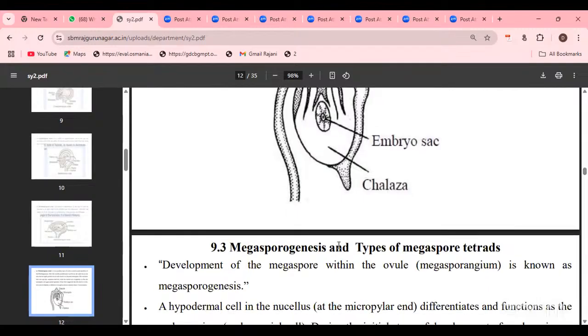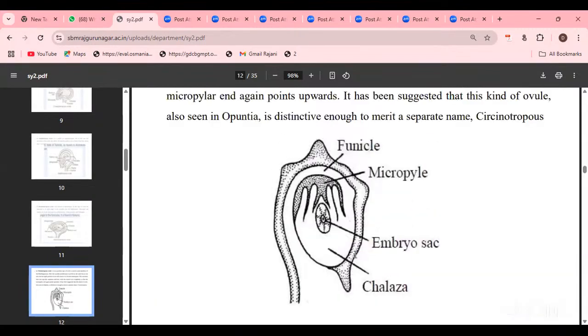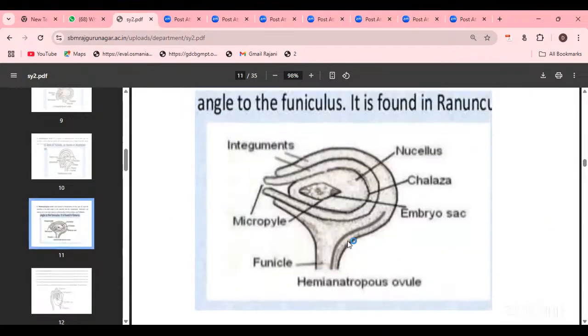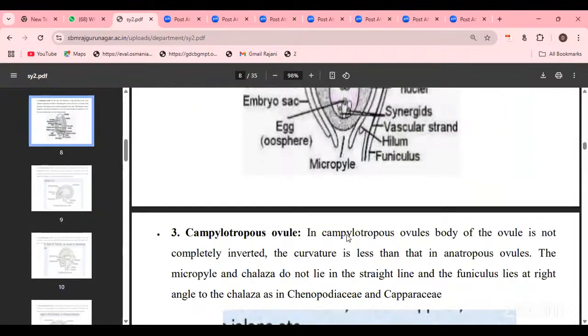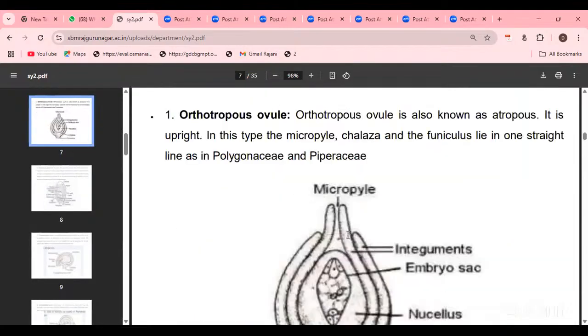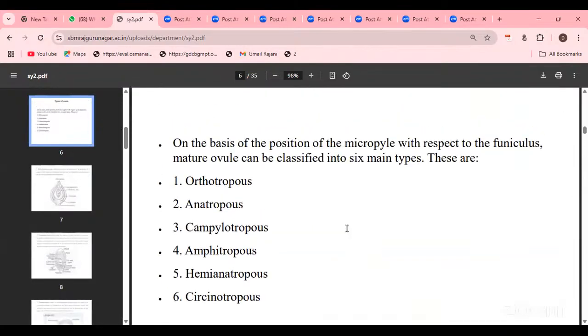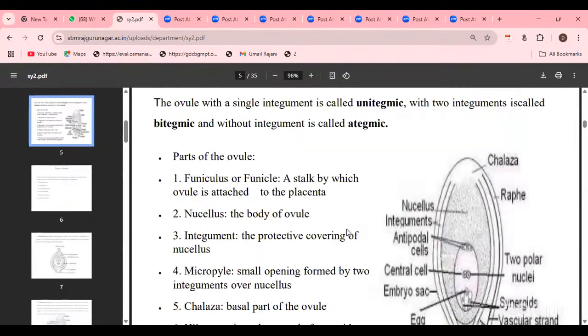These are all the six types of ovules. The first one is the parts of the ovule. Next, the different types of ovules are complete. These are the main parts of the ovule. First, the funicle.